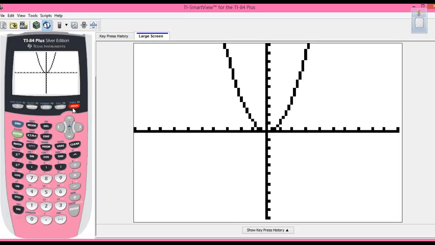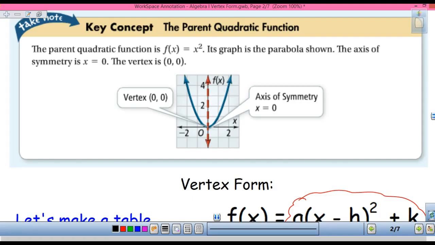Okay, this is called the parent function of a quadratic. Okay, so that's this guy. And it tells us the parent quadratic function is, in this case, f of x equals x squared. What's f of x? Just y. So it's y equals x squared. Okay? Everything that we are going to do with graphing these is going to be based off of x squared. Okay? And when it is y equals x squared, our vertex is 0, 0.